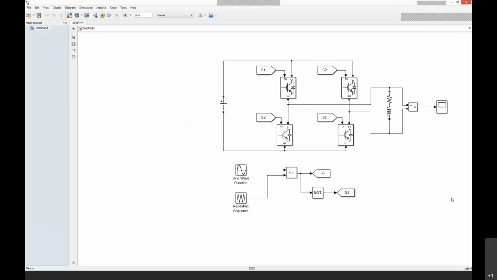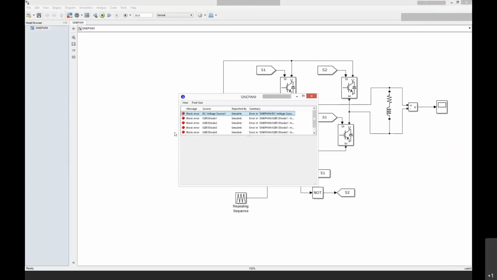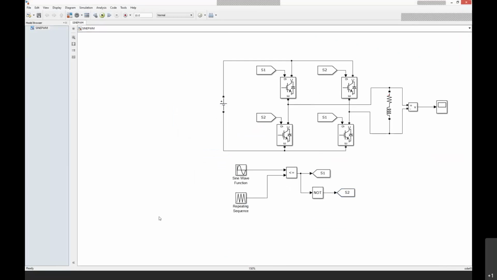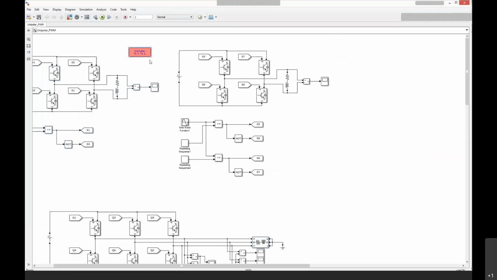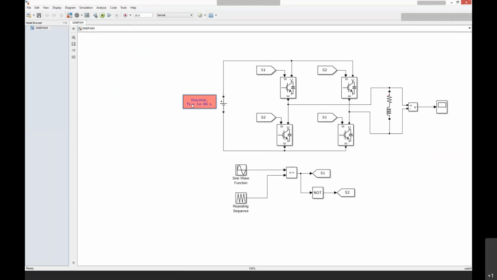Here, this is completed, so we will run this one. There are some errors, so we need to check this. You require a powergui block. The powergui block is required. I'm borrowing it from some other file. This is a must when you simulate power electronic or power system related files.